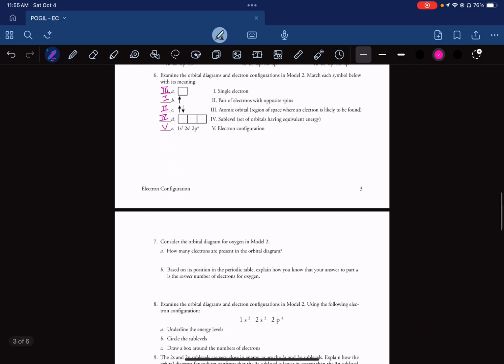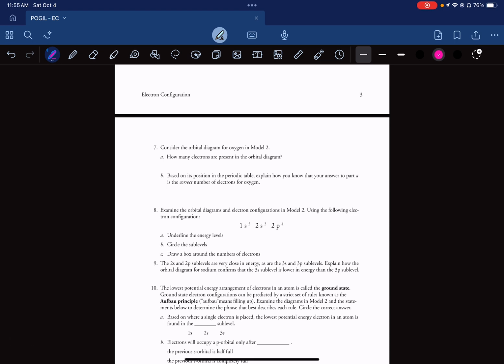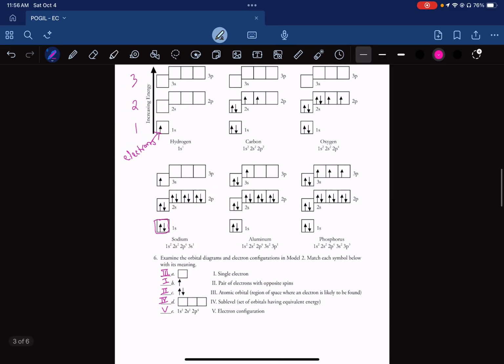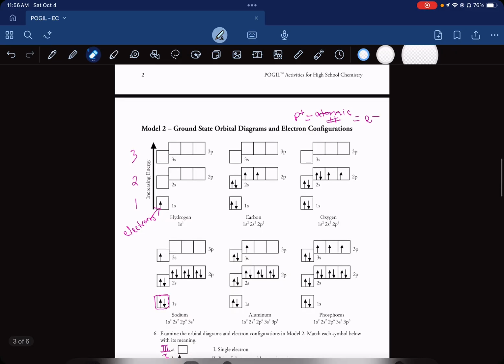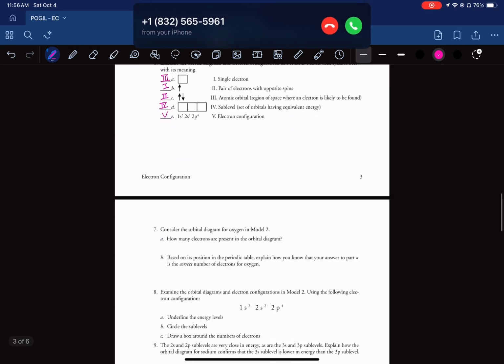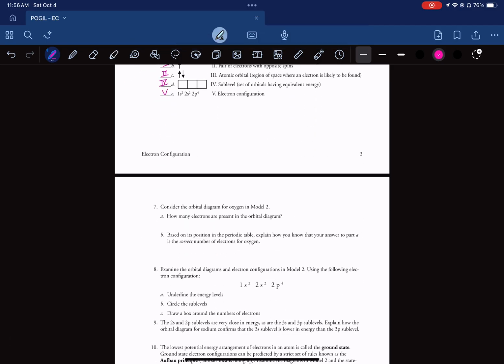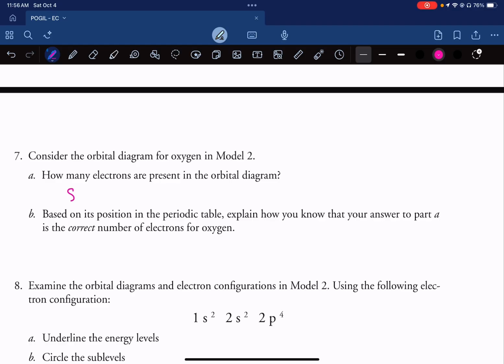So let's move on. It says, consider the orbital diagram for oxygen in Model 2. How many electrons are present in the orbital diagram? So in Model 2, it's asking how many electrons are present in oxygen. So we're counting them. Okay, let's see. 1, 2, 3, 4, 5, 6, 7, 8. Okay, so we have 8. It's going to be 8 electrons, right?